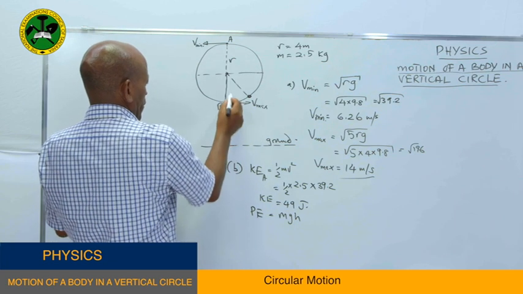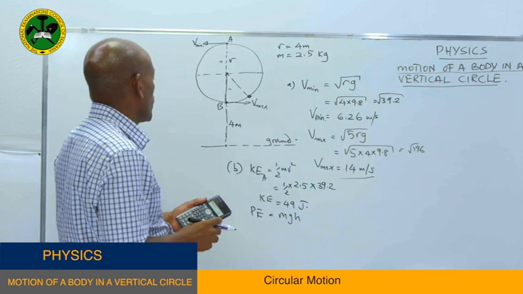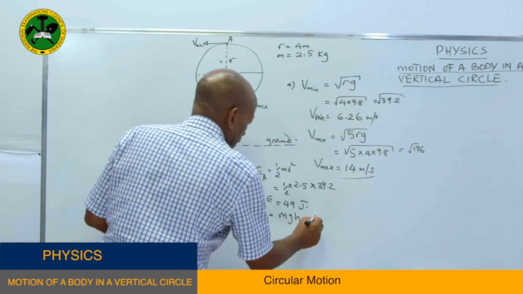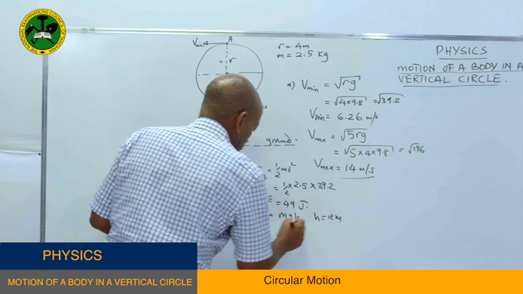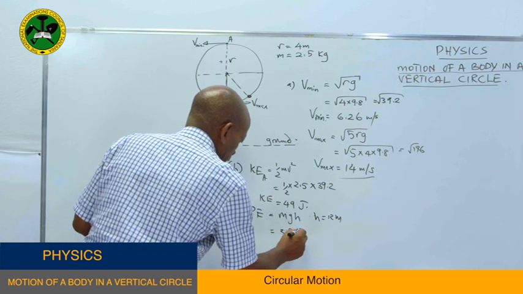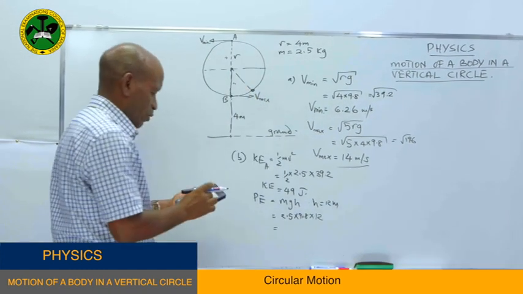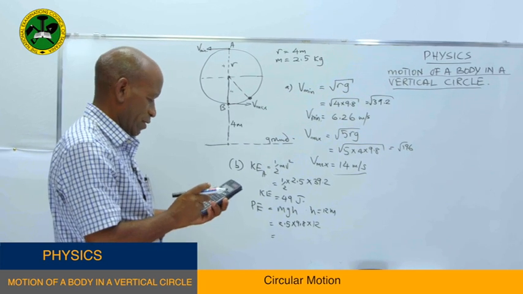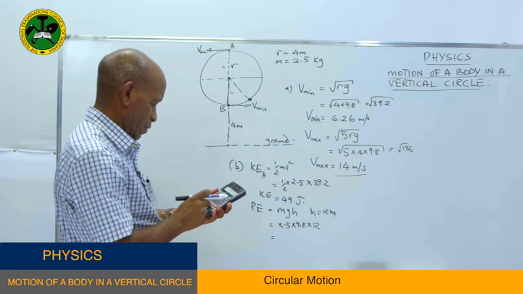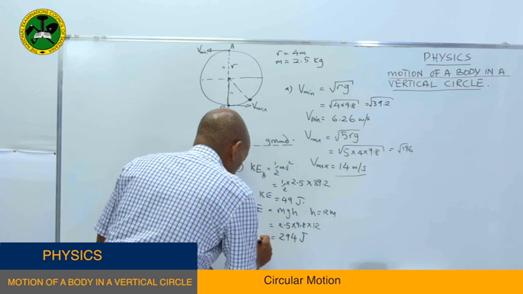The total height, this is 4, and this is 4. So it is 12 meters. So h is 12 meters. And we are going to substitute here. The mass is 2.5. The g is 9.8. And the height is 12 meters. So from there we can compute and find the potential energy, 294 joules. This is the potential energy.